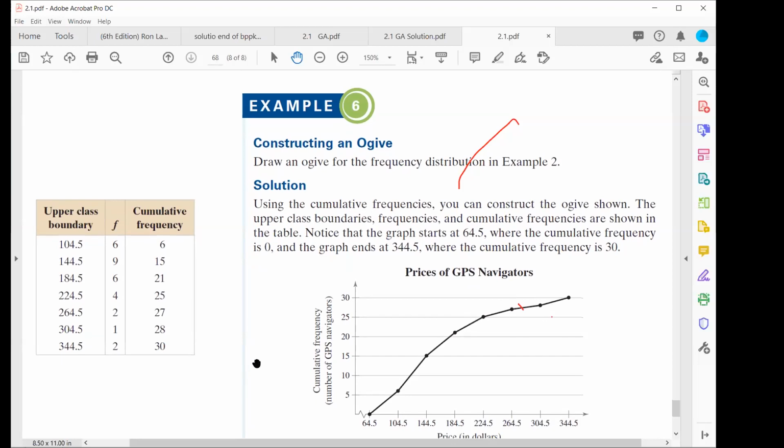Very well. The first boundary is 64.5. And as the guidelines instructed, you consider the frequency to be 0. 104.5 is the connecting number between two bars. As you can see, the cumulative frequency is 6. So you put a dot on 6. Then you have 144.5 as the connecting number between the second and third bar. And the next cumulative frequency is 15. So the next point is on 15. You connect these points and you get your graph representing the cumulative frequency for this table. Please take your time, write this down.